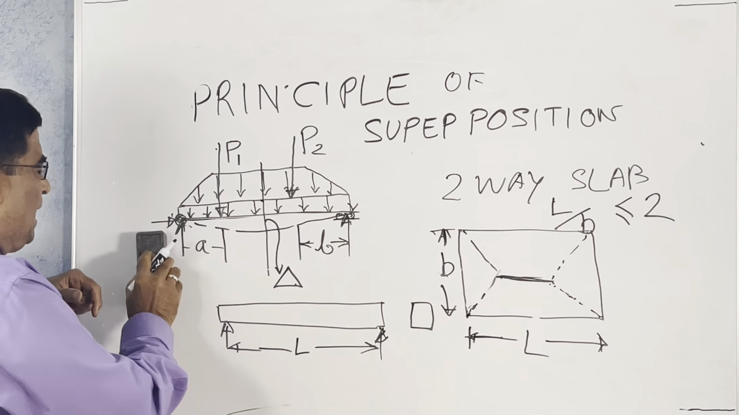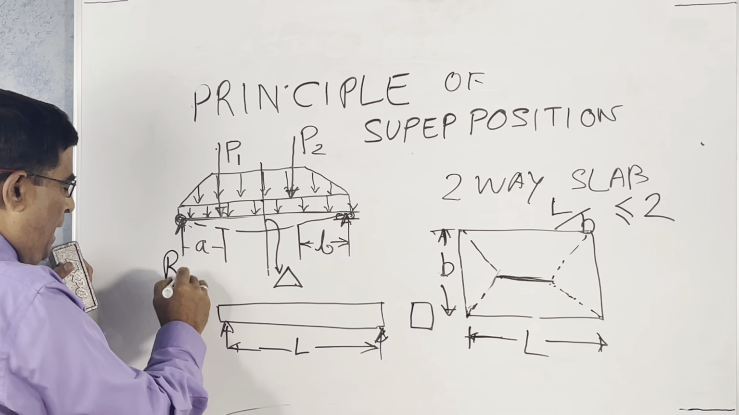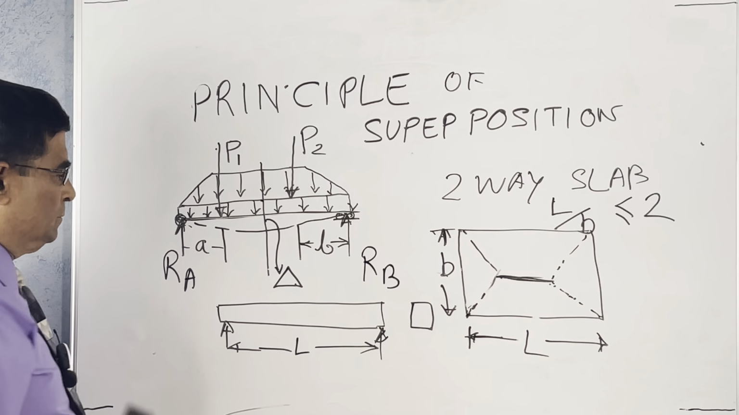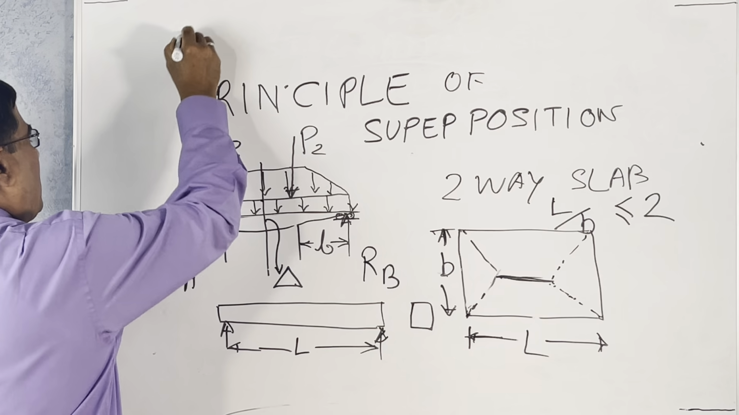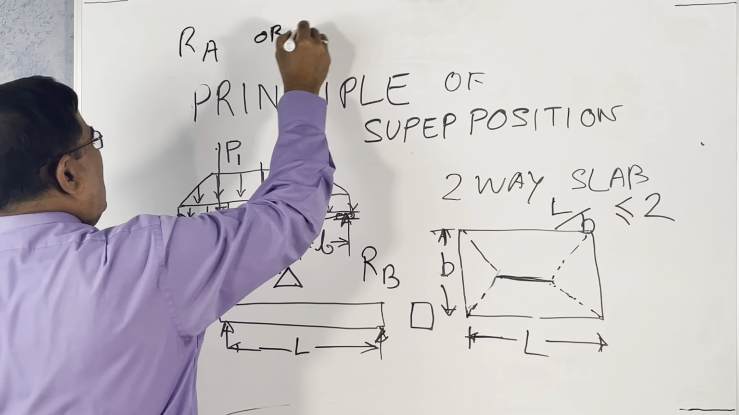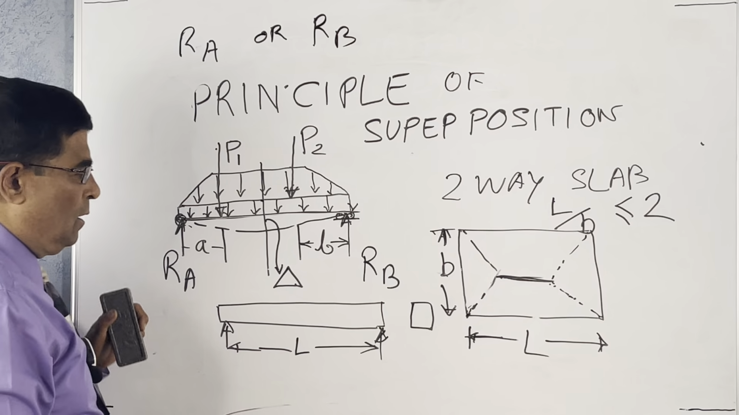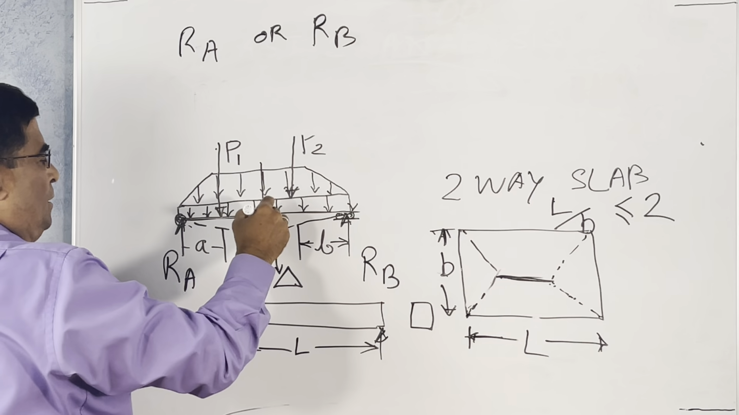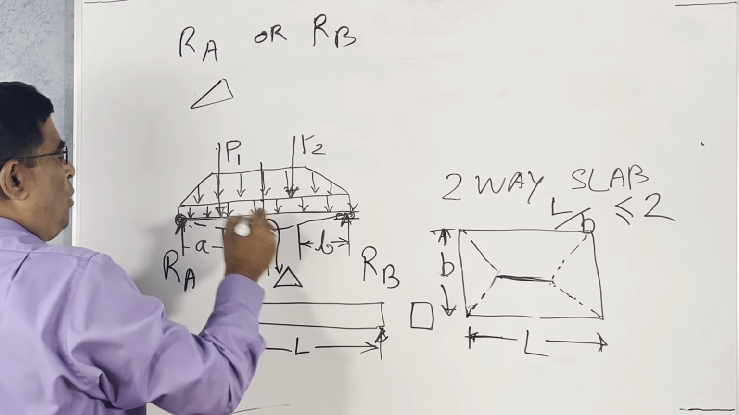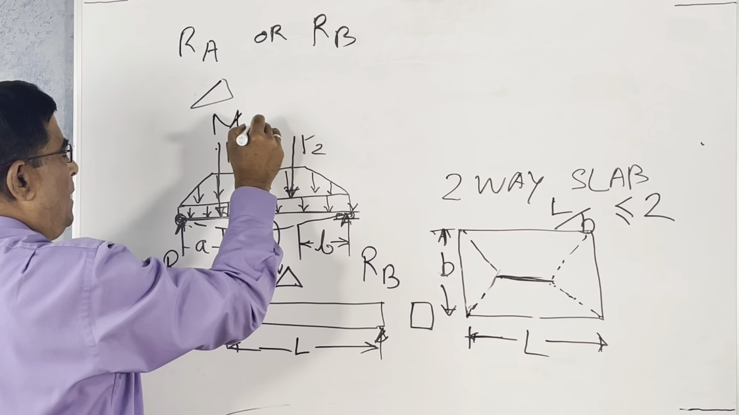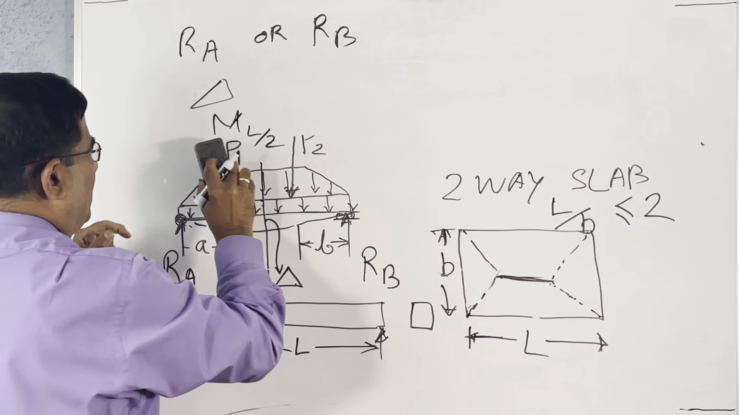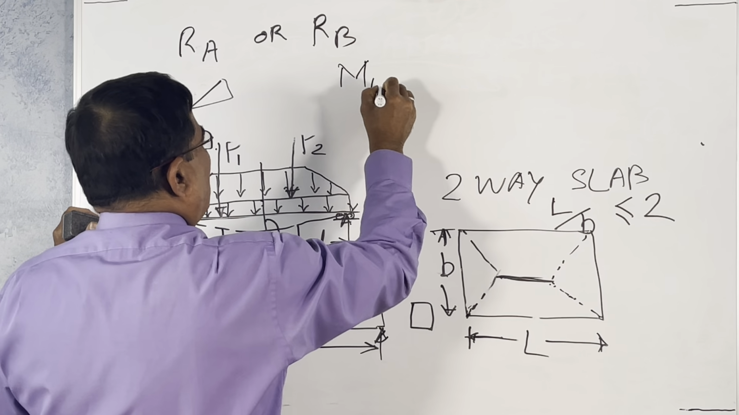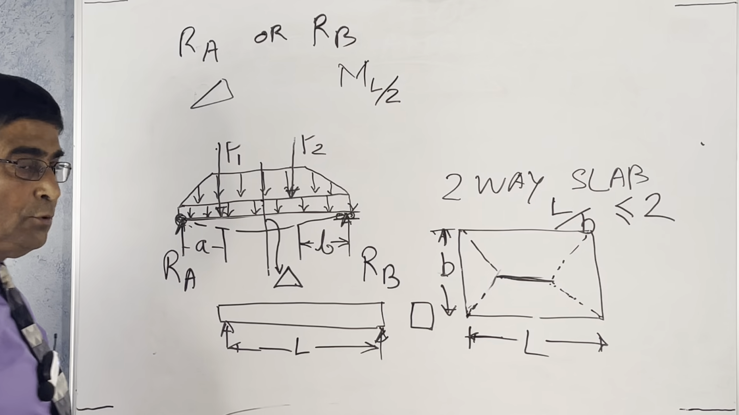Because all forces are acting down, you have only RA, reaction upward, and reaction here also upward. So somebody asks you what is the RA or RB? What is the value of deflection, delta, or what is the value of moment at this point, L over 2, at half point, at the mid-center? You cannot easily find out.